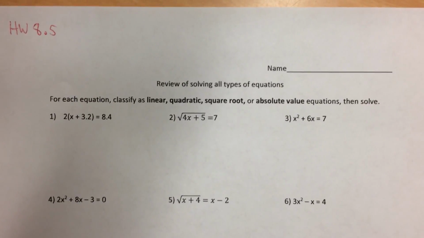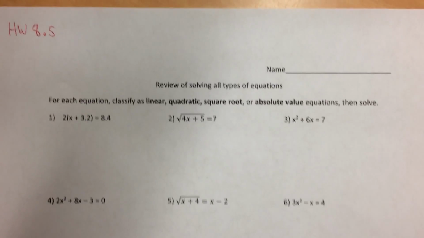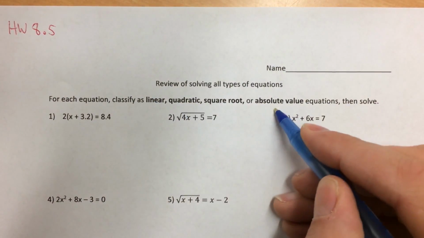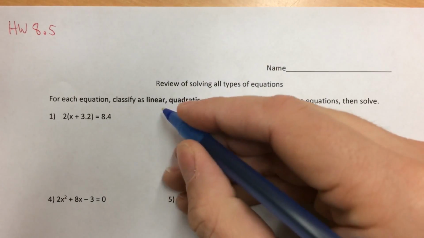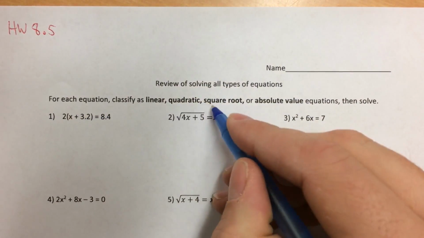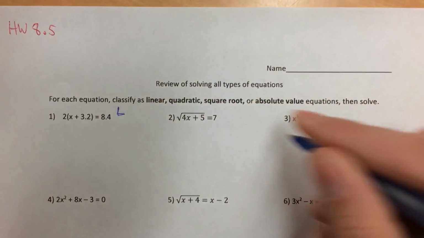All right, this is a review of all our homeworks we've done so far. The first thing I think you really need to do is be able to classify each as linear, quadratic, square root, or absolute value equations. So when you look at this first one, I don't see any squared, square root, absolute value, so this one is linear. I'm just going to put an L here.